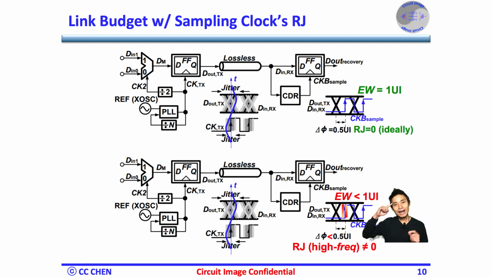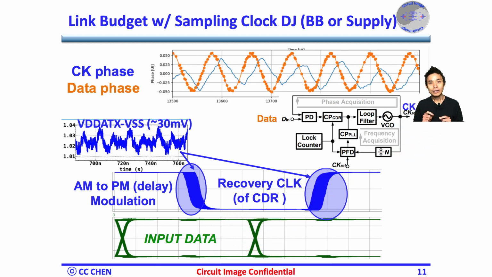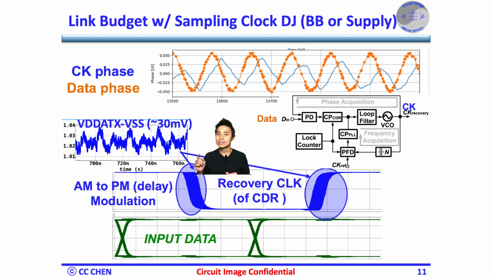Think about the clock DJ images for 5 seconds. Correct. In addition to the RJ, we need to watch out for the sampling clock's DJ as well, which could come from the CDR's hunting jitter if the bang-bang CDR is used, or from the supply noise modulating the delay of any buffers inside the CDR.